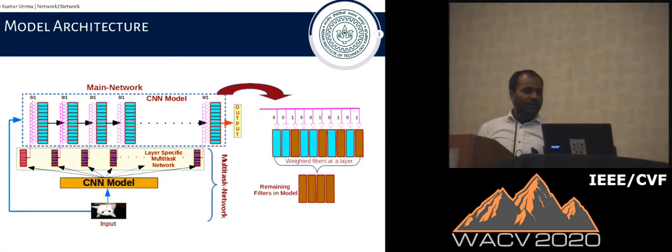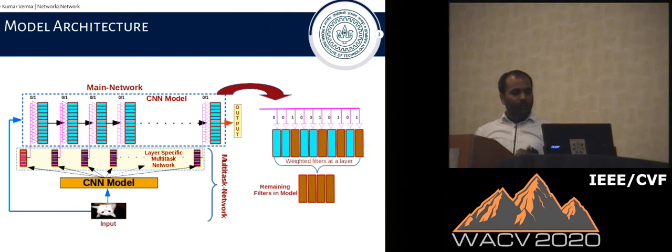So this is the proposed architecture. Here we have one main network, and one multitask network or pruner network. This pruner network gives weight to each filter in the main network, and we have to optimize this joint network such that most of the weights of the filters are zero without degrading the accuracy of the main network. Once we make the weight of a filter zero, we can easily remove this filter from the main network and we can get the compressed model.